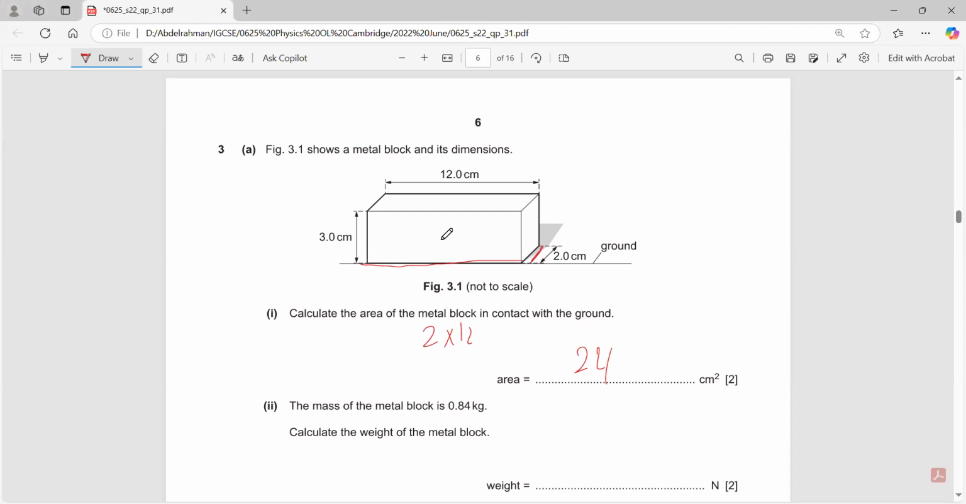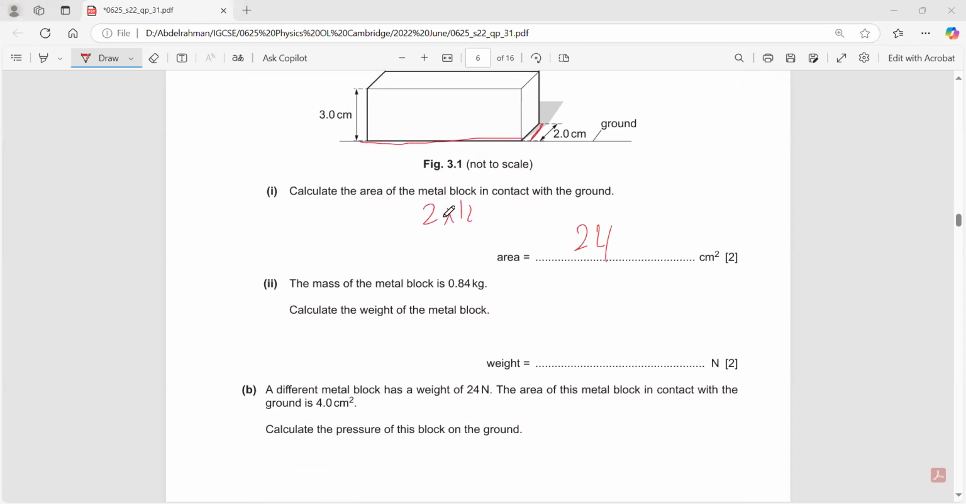Okay. 24 centimeters squared. The mass of the block is 0.84 kilograms. Can I find the weight of the block? Yes, weight equals mg. 0.84 times 9.8. I know this is an old test, but we can use 9.8, okay, which is around 8.2 actually. Sorry, 8.2 newtons.